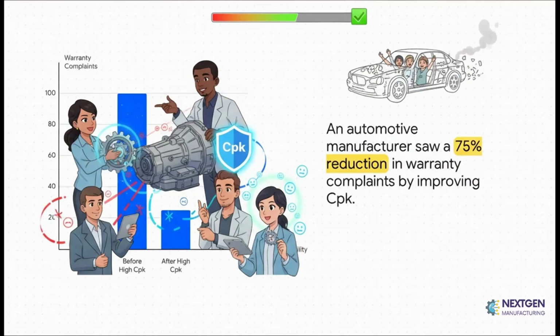And here is the proof. Check this out. An automotive transmission manufacturer really focused on cranking up their CPK. And the result? A mind-blowing 75% drop in warranty complaints. It's simple. Fewer defects in the factory meant better products on the road and way happier customers.